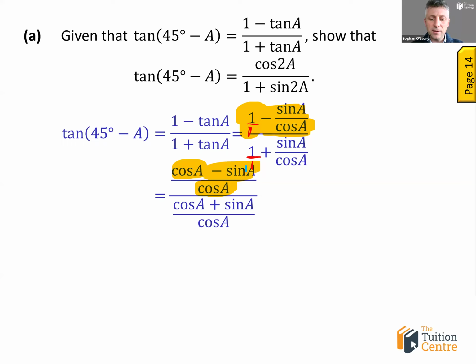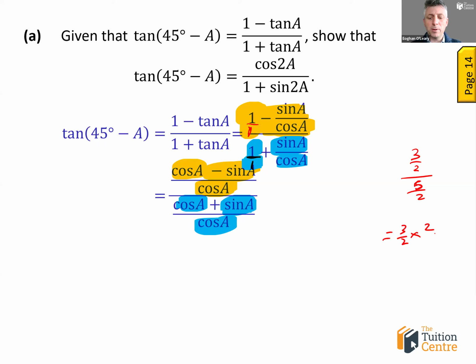Underneath the line then, again, a common denominator of cos A. So what did I have to do to the 1 over here to get the common denominator? I had to multiply by cos A, so I'm going to have to do the same to the top. And I didn't have to do anything to the part on the right. So now I look at this and I have a compound fraction. So it's like saying if you had 3 over 2 over 5 over 2, well, you can invert the denominator and multiply. So you'd have 3 over 2 multiplied by 2 over 5. The 2's will cancel and you're left with 3 over 5.